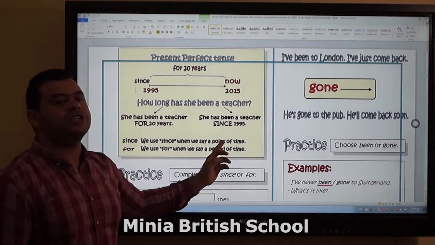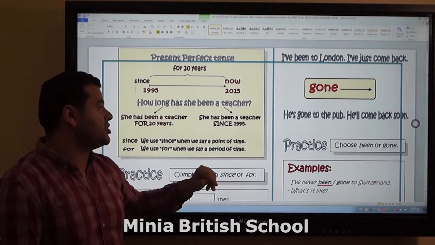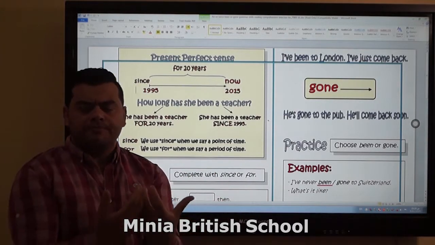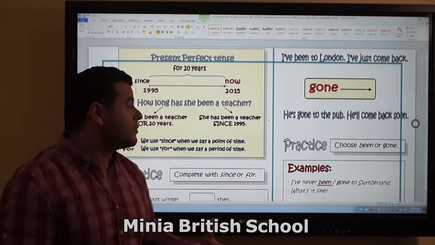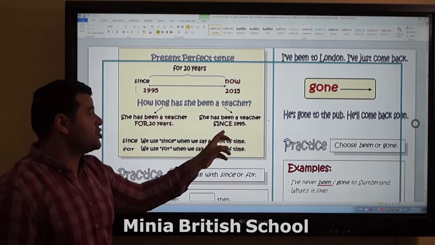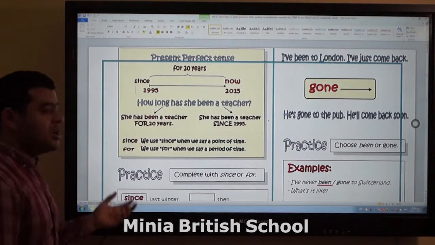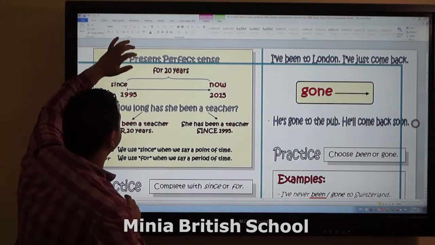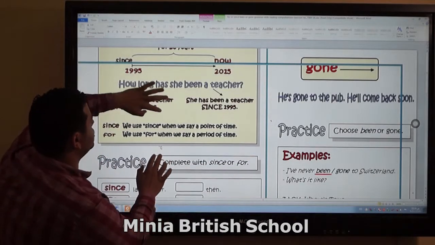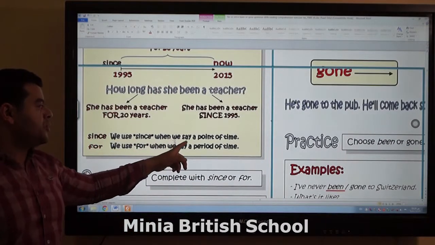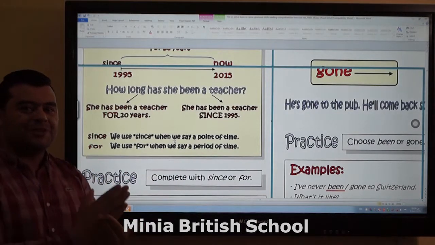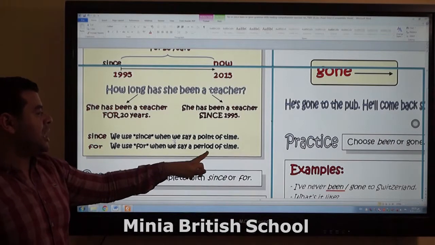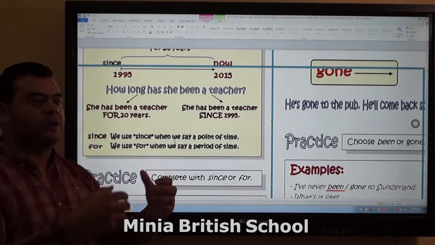But she's been a teacher for 20 years. She's been a teacher since 1995. Yes, since, you can't use for, because for, you need to mention a duration, a period of time. So she's been a teacher since 1995. Again, we use since when we say a specific point of time. We use for when we say a period of time, a duration of time.